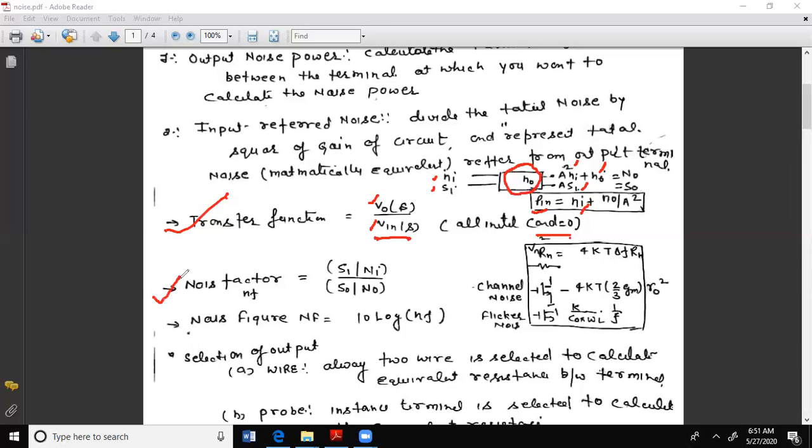Next, noise factor. Noise factor for a particular amplifier is the ratio of signal energy to the noise energy at the input terminal, divided by the output signal energy to the output noise power. And if we take 10 log of the noise factor, that will provide the noise figure.